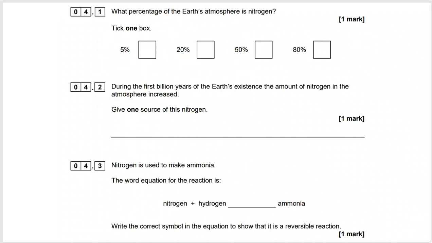What percentage of the Earth's atmosphere is nitrogen? You're going for the closest one. It's actually 78%. On here, it's 80%, around 4/5. It's simply a fact you have to remember.